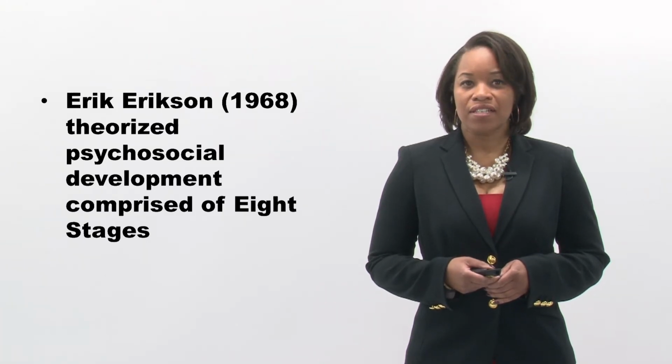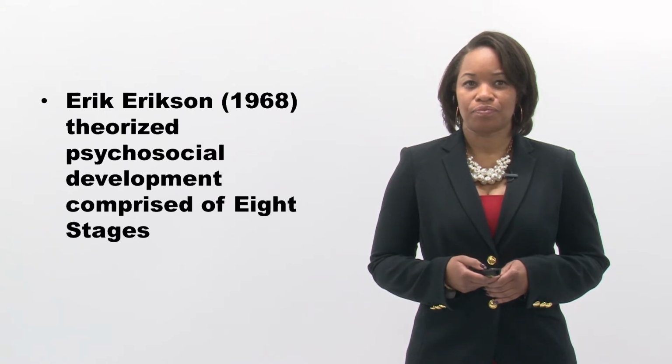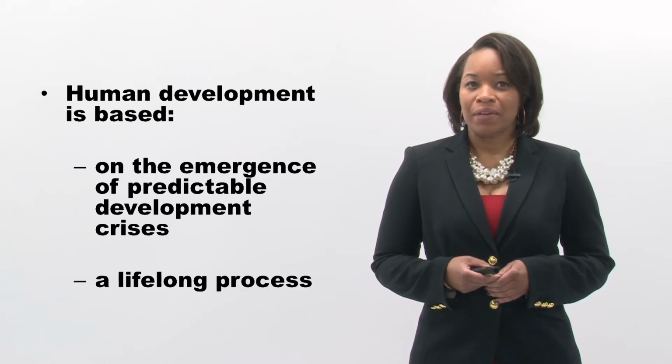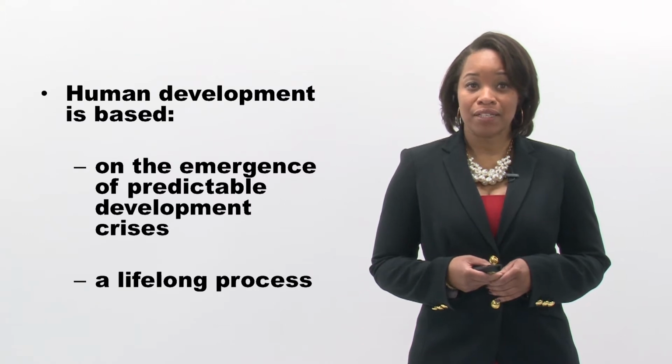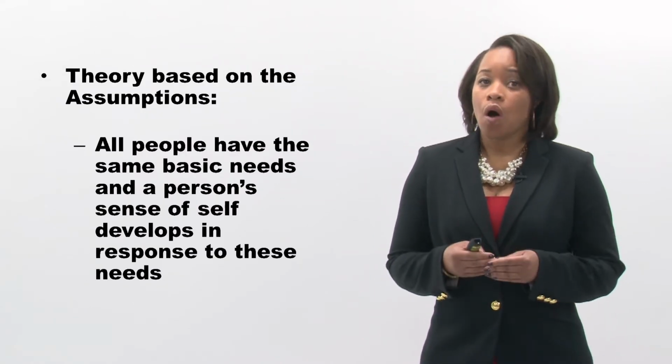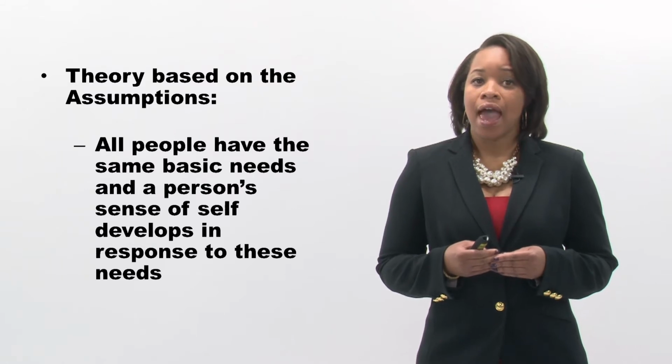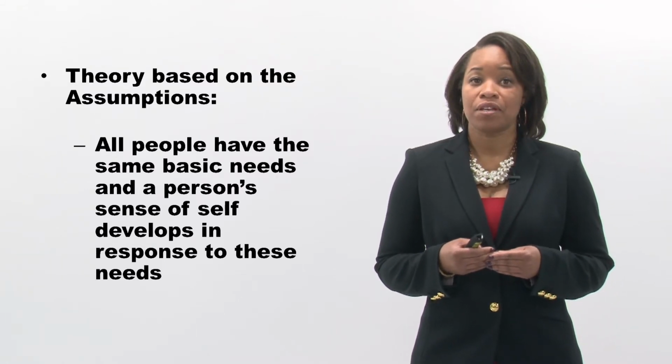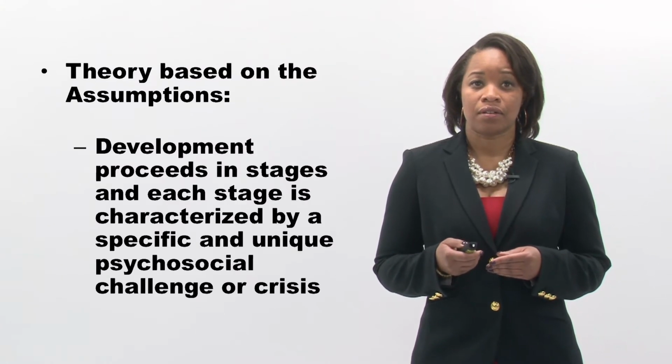Erikson theorized psychosocial development is comprised of 8 stages. Human development is based on the emergence of predictable developmental crises, and it's a lifelong process. The theory is based on the assumptions that all people have the same basic needs, and a person's sense of self develops in response to these needs.